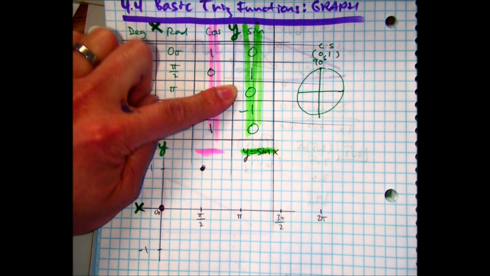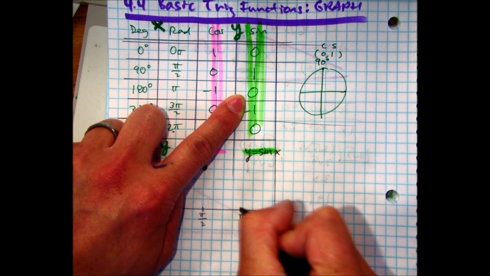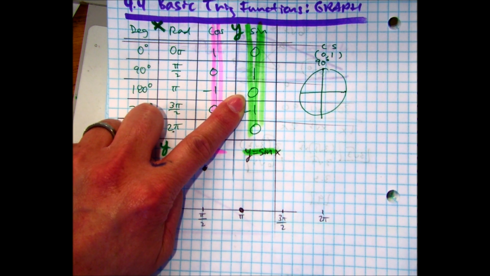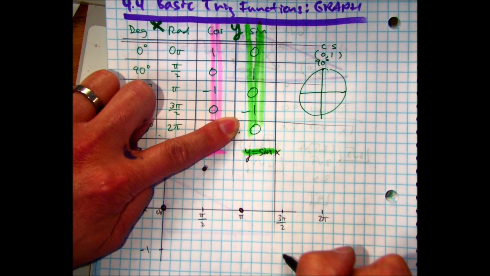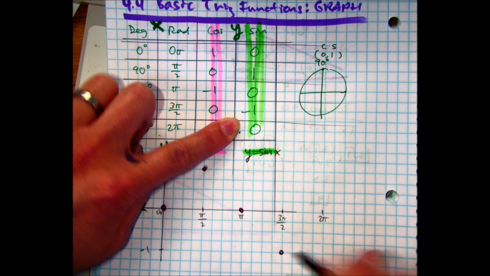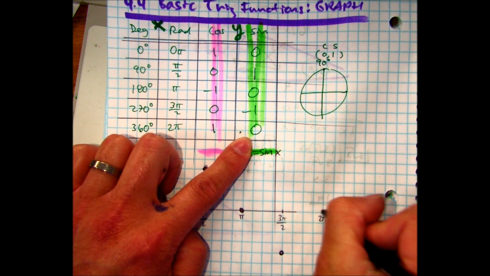If you don't have graph paper, it's okay. Pi, 0. 3 pi over 2 is negative 1. And at 360 or 2 pi, it is 0.